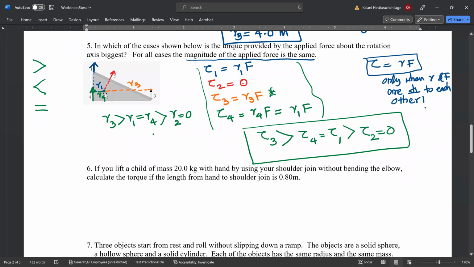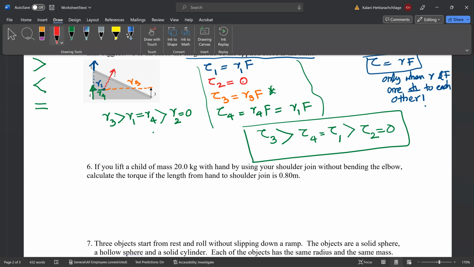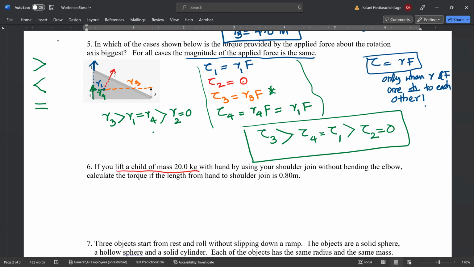Okay, now let's move on to number 6. Number 6 is asking you to calculate the torque by lifting a child. You're going to lift a child of 20 kilograms using your hand, but you're going to use your shoulder joint without bending the elbow, right? What that means is the person has a long arm, and just stretches the arm, not bending the elbow, right?